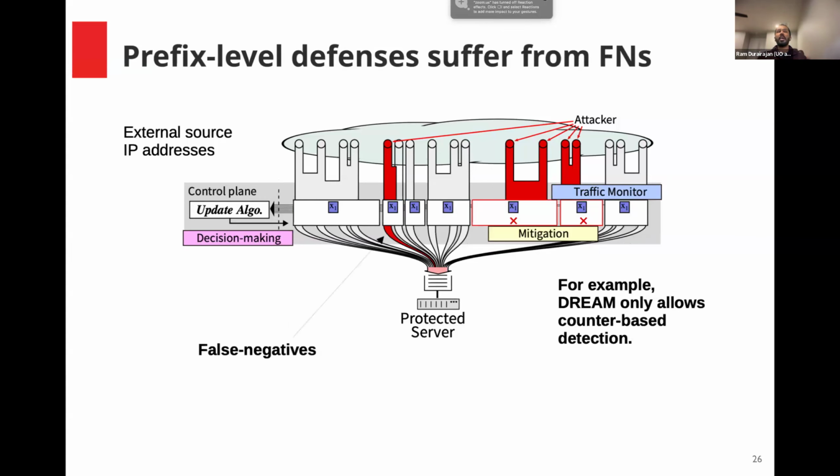And then there is also the third class of technique called the prefix level defenses. One of them is Dream. That's a technique that, instead of looking at individual addresses and coming up with features, aggregates them and looks at them in the form of prefixes. But they again have a whole bunch of issues because they are pretty much based on counters and thresholds, which means that they are not dynamic enough to zoom in all the way to attack sources, and then they give up easily. So we see a number of false negatives with them as well.